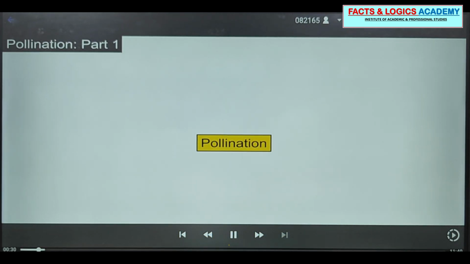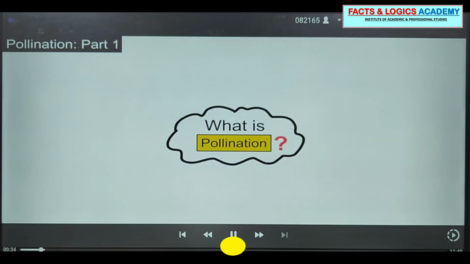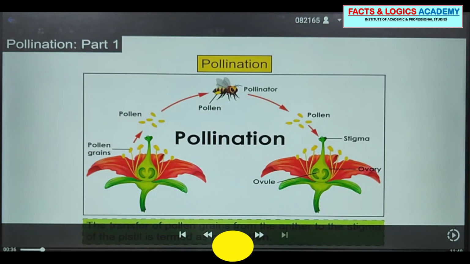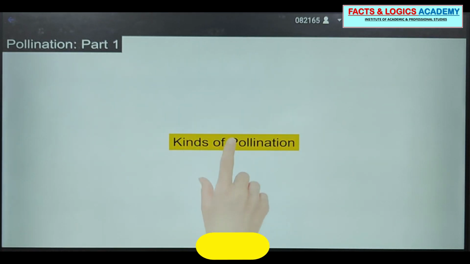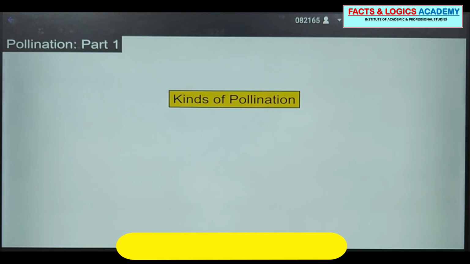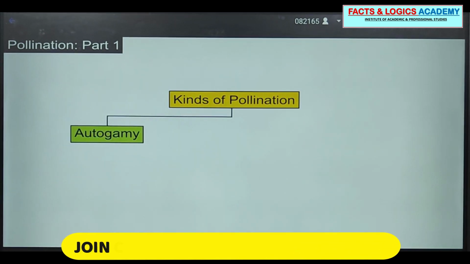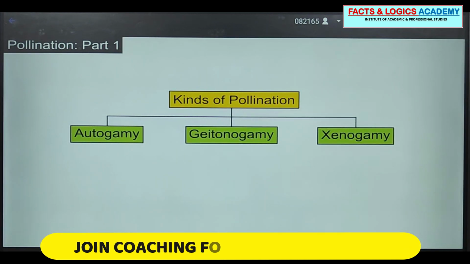Now here comes the obvious question: what is pollination? Yes, the transfer of pollen grains from the anther to the stigma of the pistil is termed as pollination. Now let us look at the kinds of pollination. Depending on the source of pollen, pollination can be divided into three types: autogamy, geitonogamy, xenogamy. Now let us discuss these one by one.